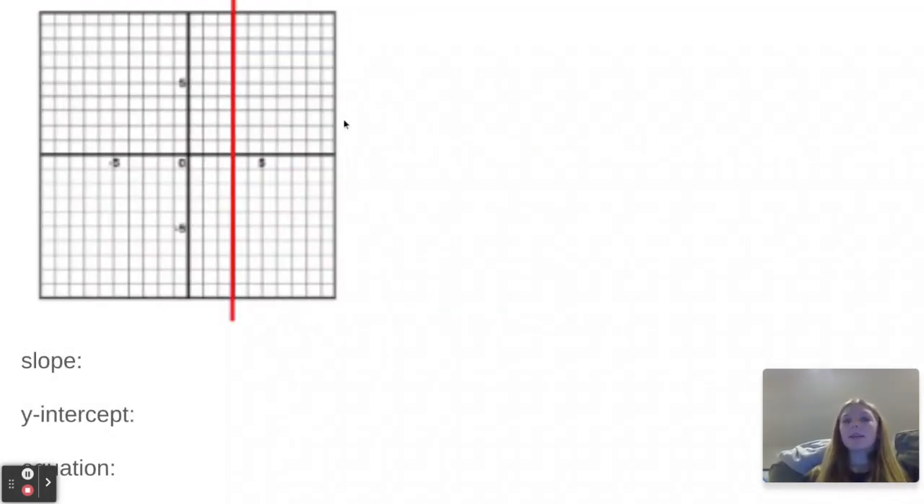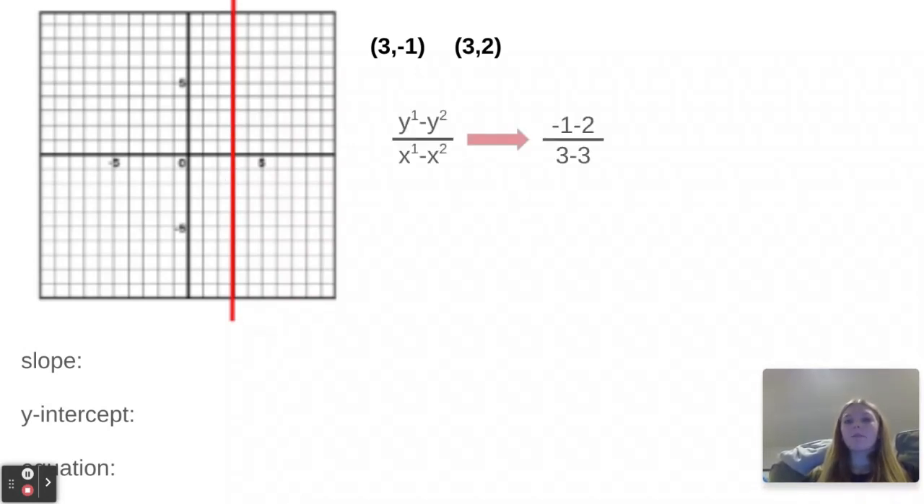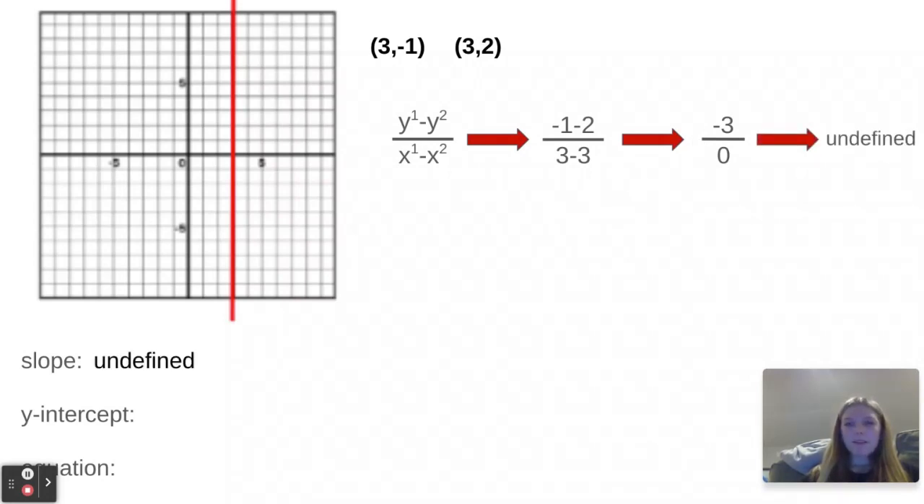Now, for the red line, the slope, we need to find 2 coordinate points. 3, negative 1, and 3, 2. Do the formula, negative 1 minus 2 and 3 minus 3, which is negative 3 over 0. But that can't happen. So it's undefined, because if you try to divide negative 3 by 0, it comes out as undefined. And the y-intercept, it never crosses the y-axis. There's no y-intercept. Now the equation, the formula is x equals a.